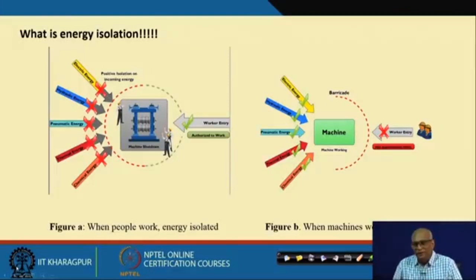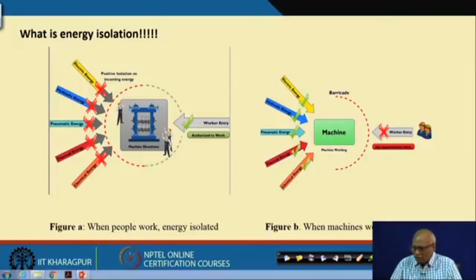Look at the industrial scenario, any scenario. You have machines. Many times people have to work on the machines or processes or equipment. People have to go and work, but these machines or processes may have many other energies coming on them. That is why they have become machines. There could be electric energy, hydraulic energy, pneumatic energy, thermal energy, chemical energy, and gravitational energy.